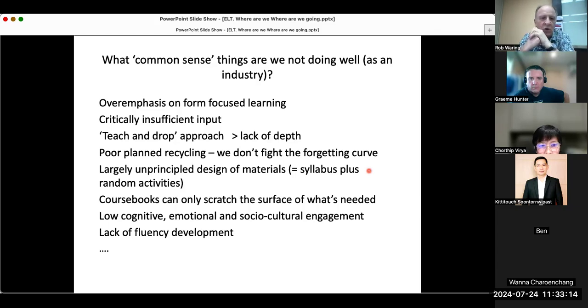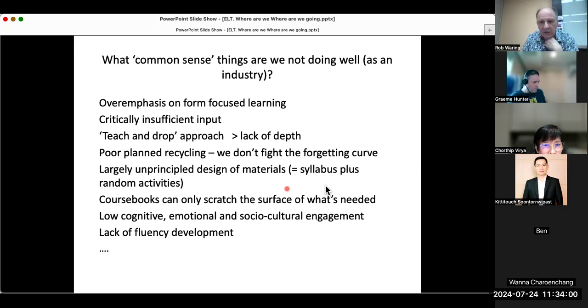So what we don't see, we're not doing very well. What we do have a problem with is an overemphasis on form-focused learning, critically insufficient input. We have a teach-and-drop approach that doesn't lead to depth of learning. We tend to have poor planned recycling. A lot of the materials we give the students don't fight the forgetting curve. A lot of the materials designed are relatively random, unprincipled in their selection, without really knowing why we're doing it. And as I said before, course books can only scratch the surface of all of the cognitive, emotional, social, cultural engagement stuff. And there's a lack of fluency development.